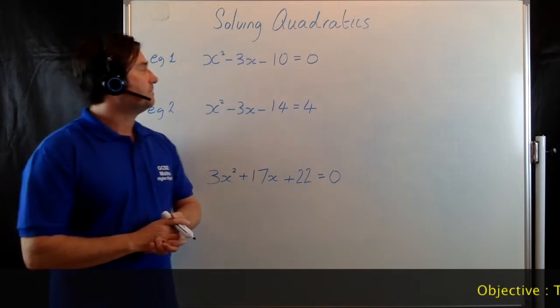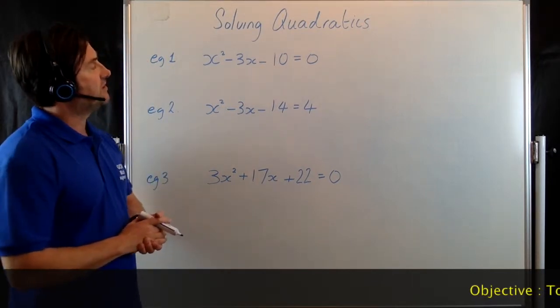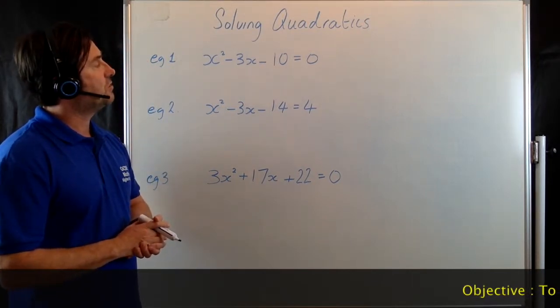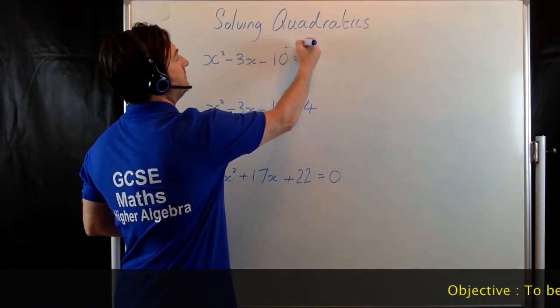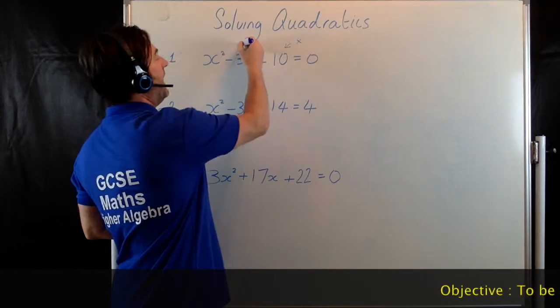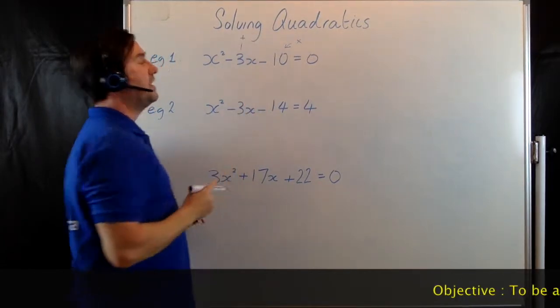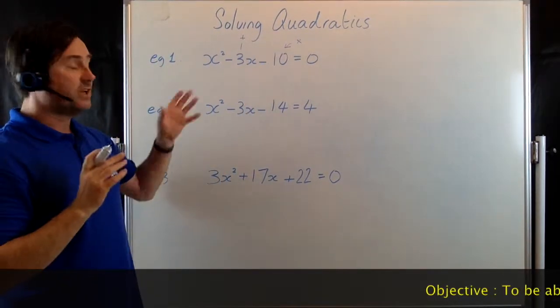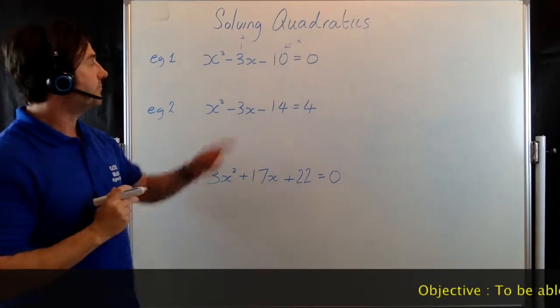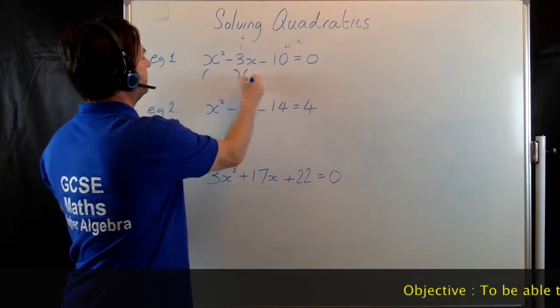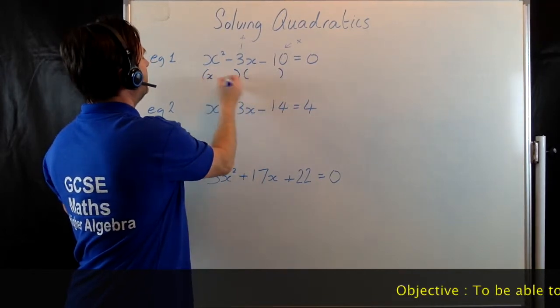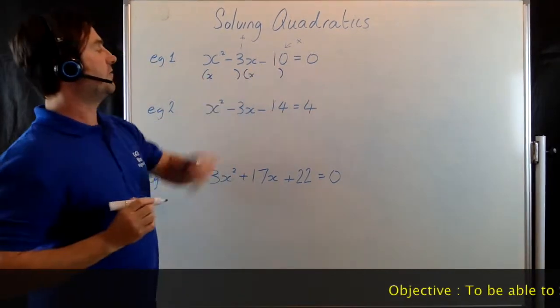With a quadratic, if you remember, to factorise these, we're looking for two numbers that will multiply to give you a negative 10 and that will add to give you a negative 3. So we're going to factorise this first of all. Here, we're going to put this into two brackets. We can put our x value in, but we've got to look for these two numbers.